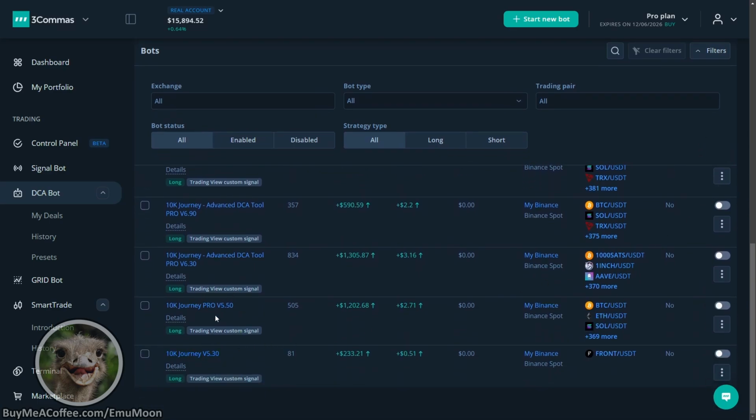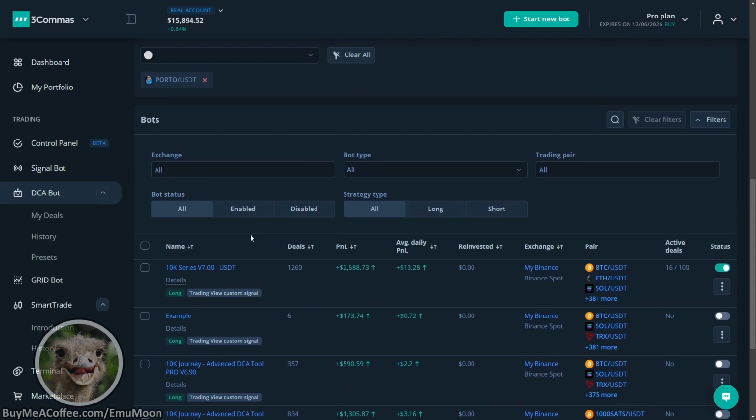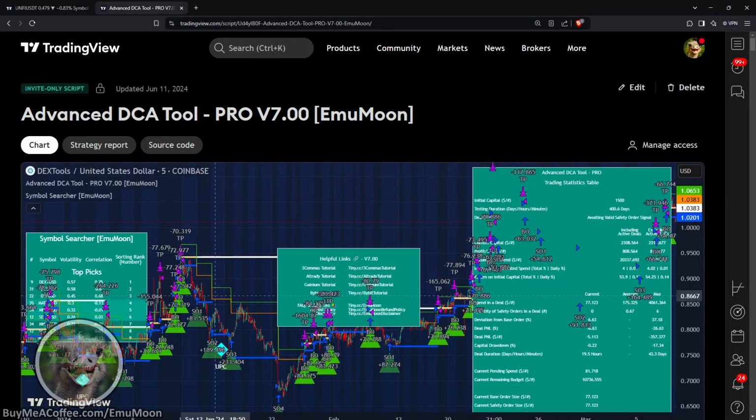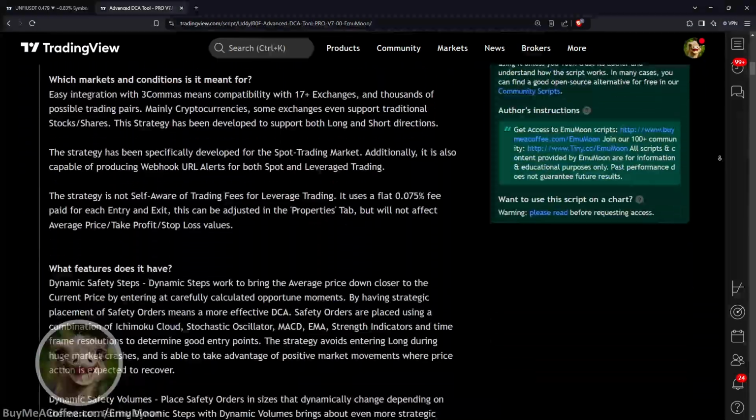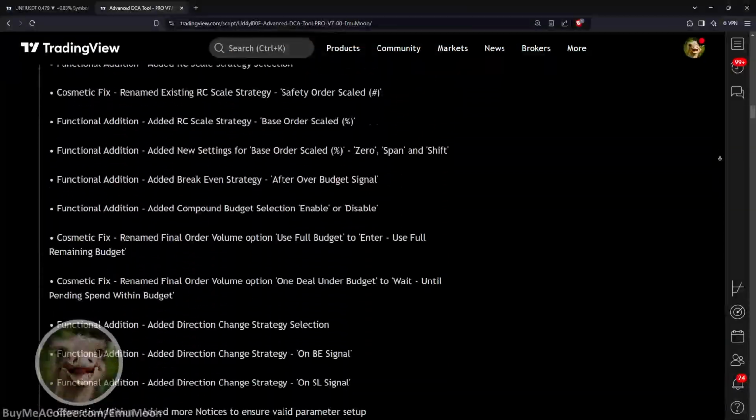And as we scroll down the page, we can also see that there's been a number of different version updates of the scripts. We started on version 5.3, we moved on, and now we're currently running version 7.0 and upwards. You can get a full and detailed changelog of these updates on TradingView.